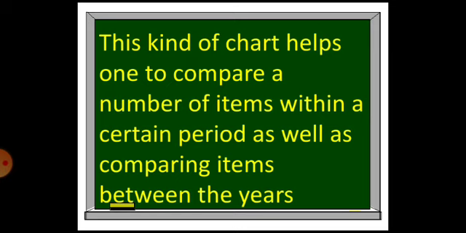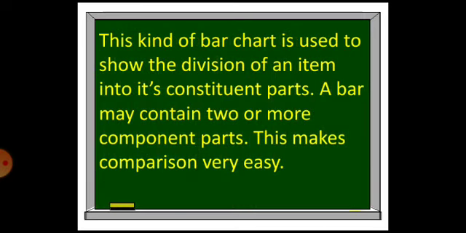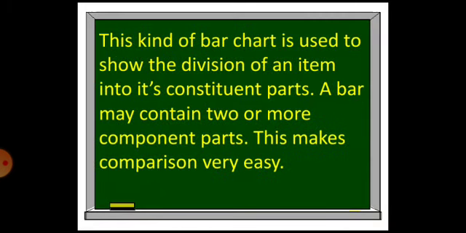Let's look at the third type of chart, that is the component bar chart. In a component bar chart, we are talking about the kind of bar chart used to show the division of an item into constituent parts. A bar may contain two or more component bars. This makes comparison very easy.